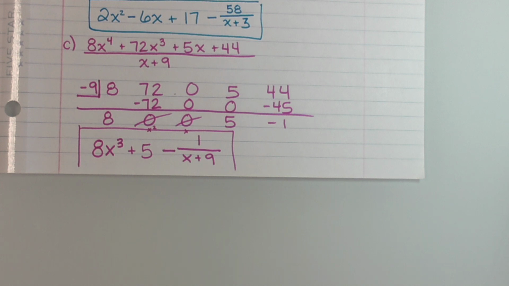X cubed. The 0 and the 0 represent the x squared and the regular x. Do you need them? No. The 5 is the constant. And then you've got minus 1 over x plus 9.